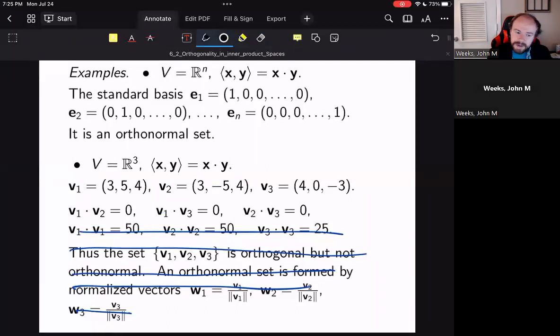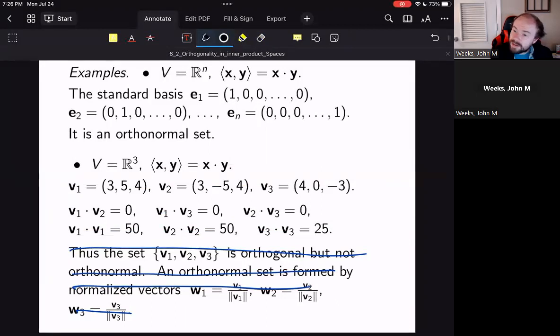Now we take the dot product of v1 with itself, v2 with itself, v3 with itself to see if this set, which we've already shown to be orthogonal, is also orthonormal. Remember that orthonormal would mean that each of these vectors is of length 1. However, these vectors are definitely not of length 1. You can see here that the dot product of v1 with itself is 50, as is the dot product of v2 with itself, and the dot product of v3 with itself is 25. So v3 is a length 5 vector.